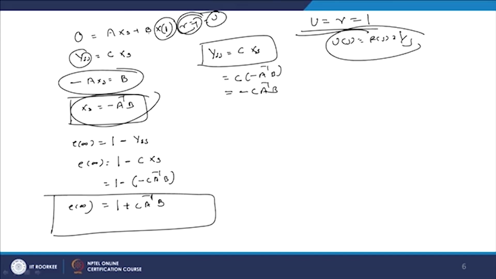So, B into 1 we have got here B, and therefore we got x_s equals minus A inverse B here. Just see this part. And finally, we have got e of infinity equals 1 minus y_ss, and what is y_ss? It is C x_s, and how to get x_s we have got by this, and we are replacing it, we have got this particular result.